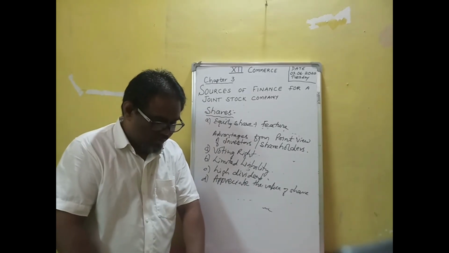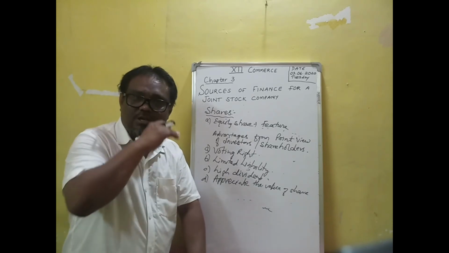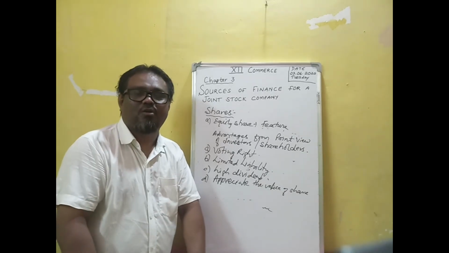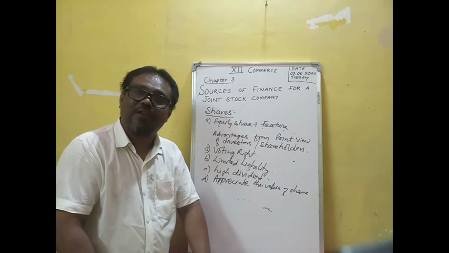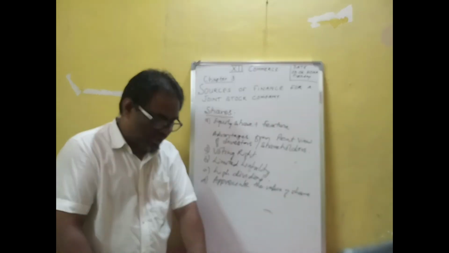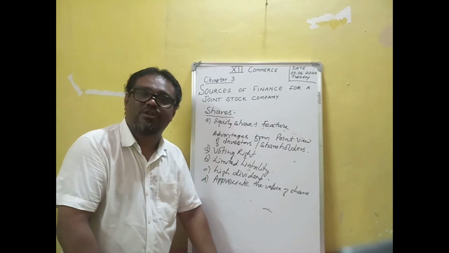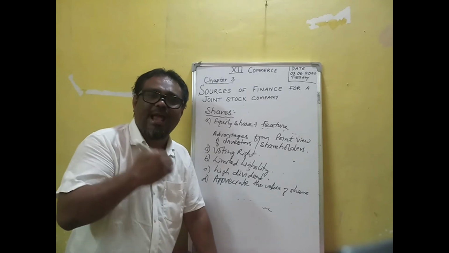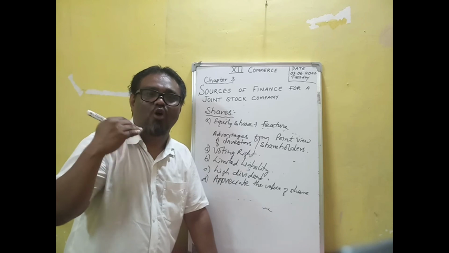Next, it is costly. The cost of issuing equity shares is higher than the cost of issuing other types of securities. Then, inflexible. A company cannot issue shares in excess of the authorized capital as mentioned in the memorandum of association. They cannot issue more than the authorized capital.